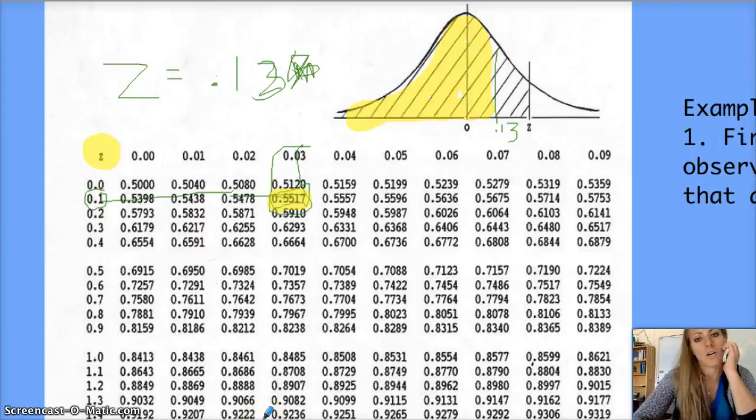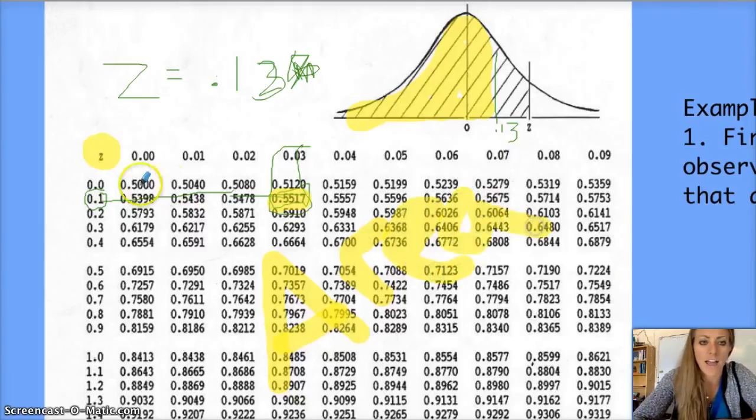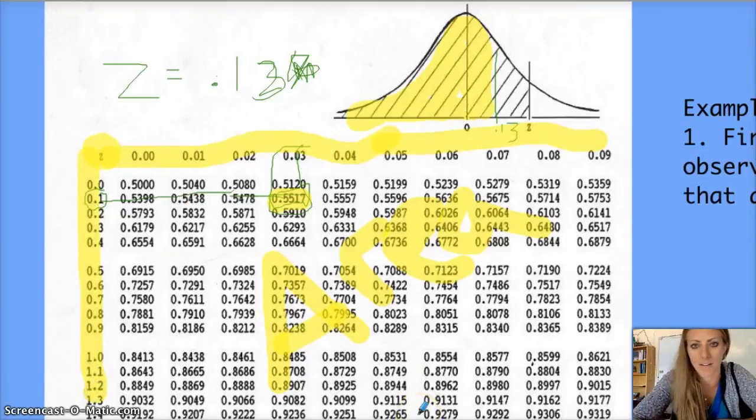It'll take a little getting used to, but it's really not that bad. All of these numbers here are the area under the curve. And then the top row, sorry, this is so messy because I'm doing it on my computer, not my iPad right now, these find you your z-score.